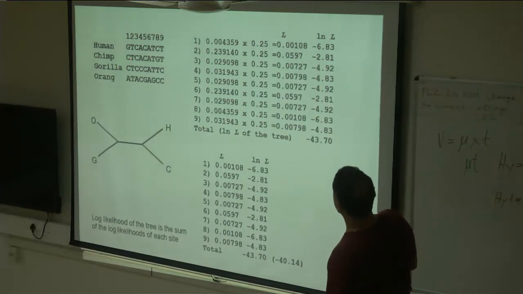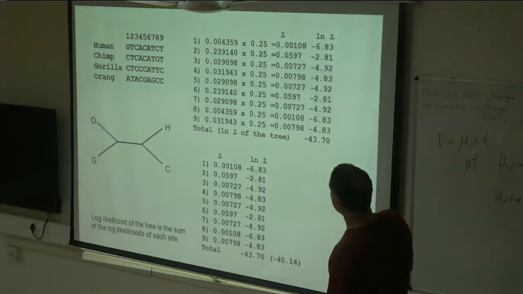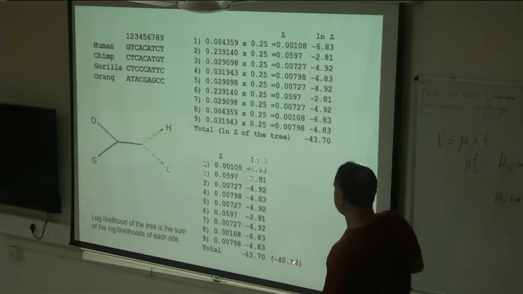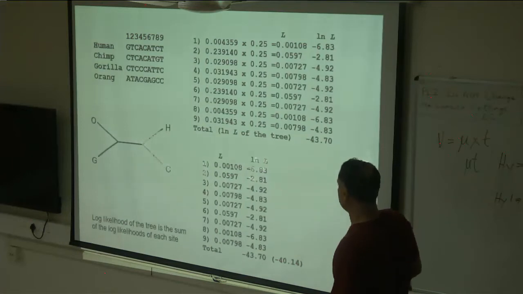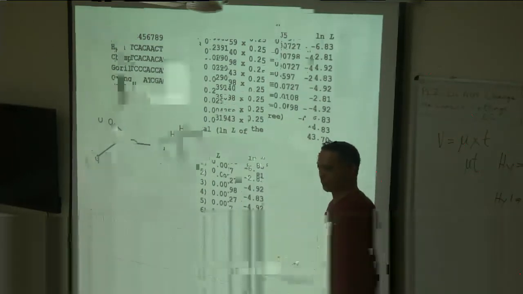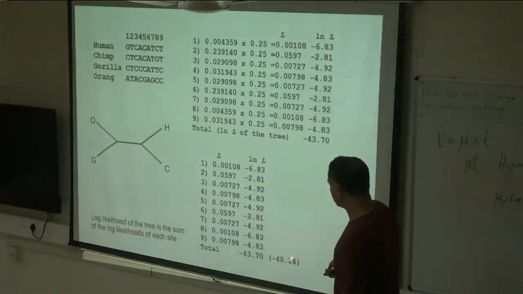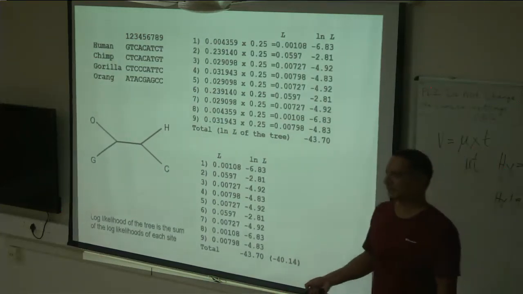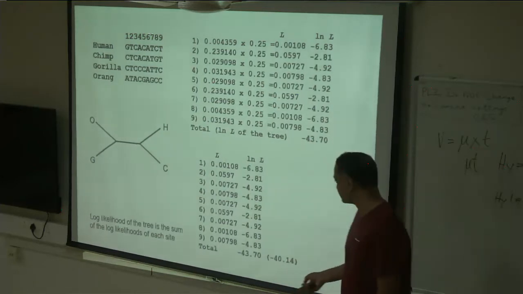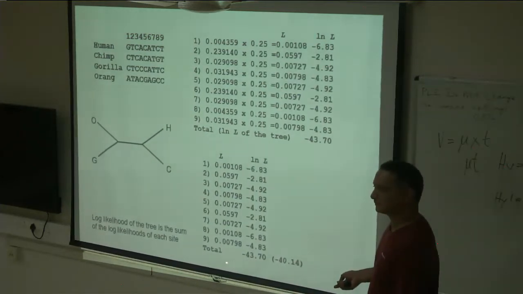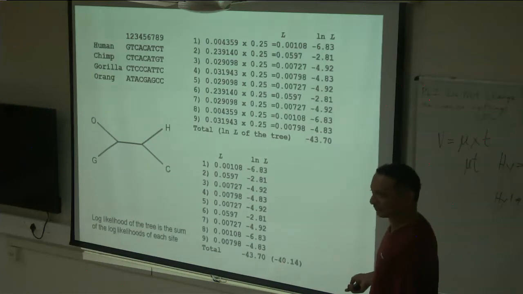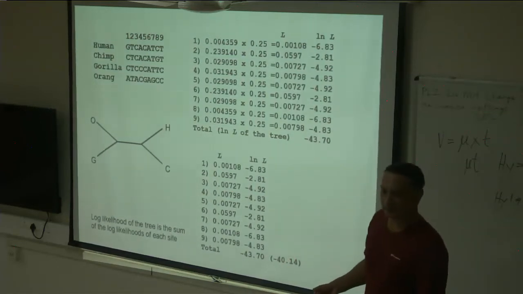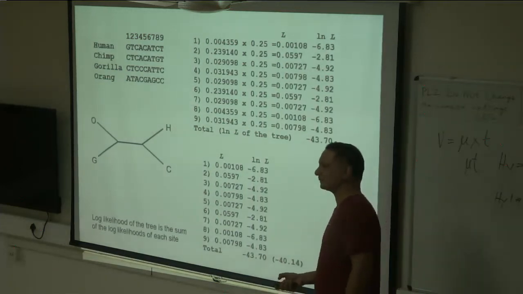By the way, that was my calculation, and that was the calculation I think in the computer program. So the computer did a better job than me. Why do you think the computer got a better likelihood score? Is this a better likelihood score than this? Negative, right? So it is a better one. But why do you think the computer got a better likelihood score? What could be the reason?